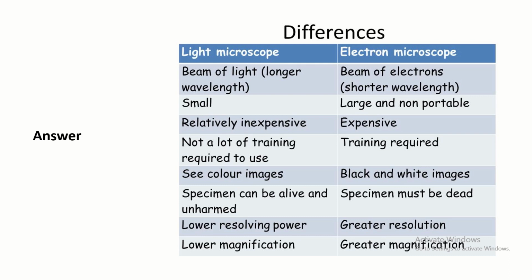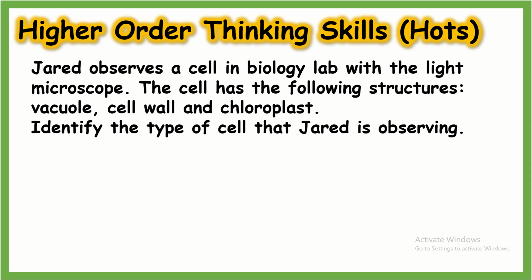Specimen means the sample which you want to check. They can be alive in light microscope, means you can take an alive sample to see it in the light microscope. But for the electron microscope, the specimen must be dead. The resolution and the magnification of light microscope is less, while that of electron microscope is higher.